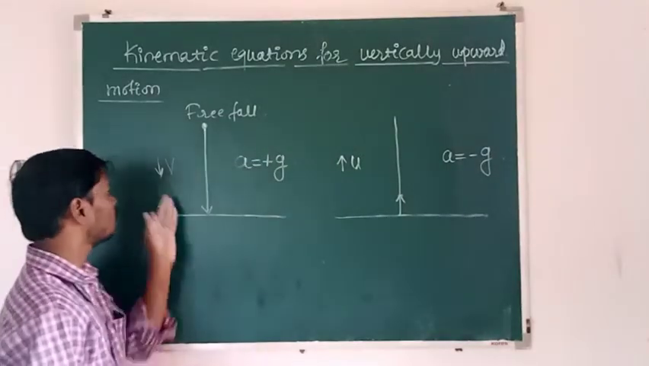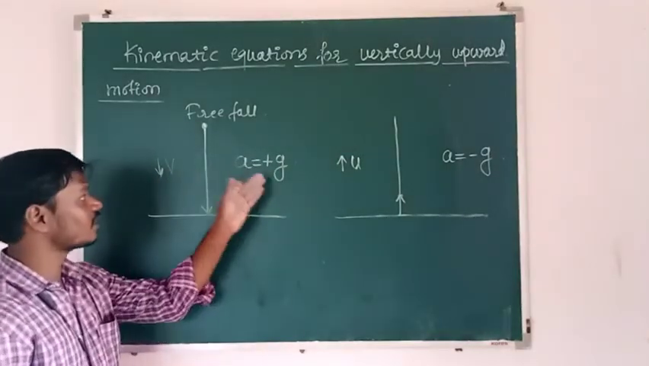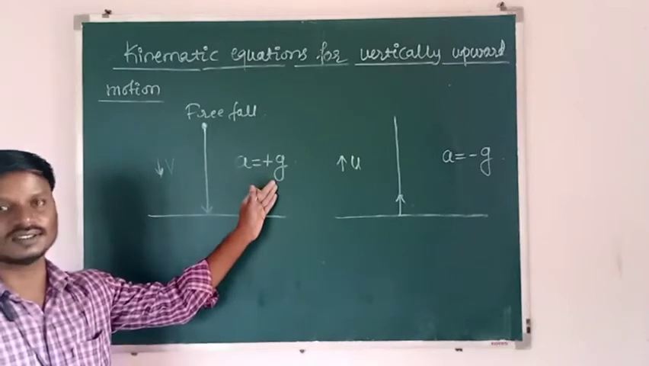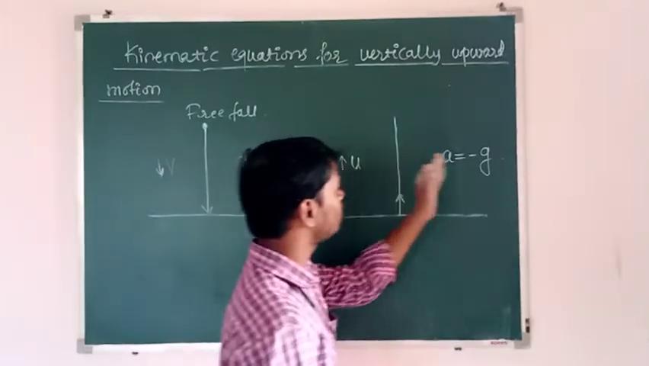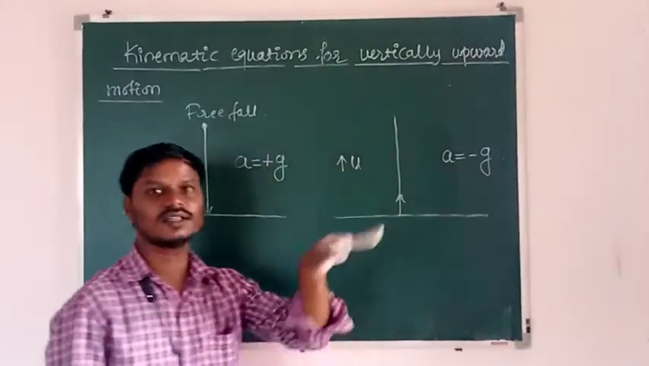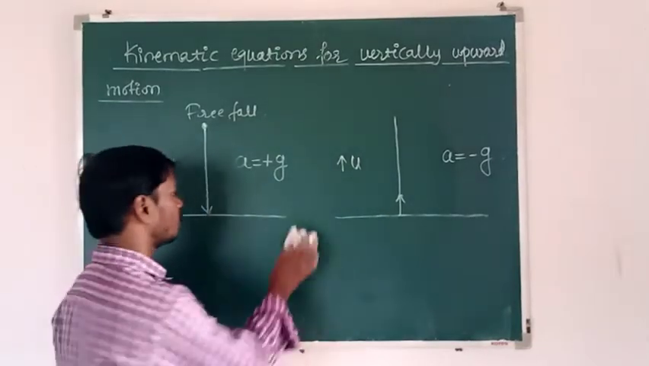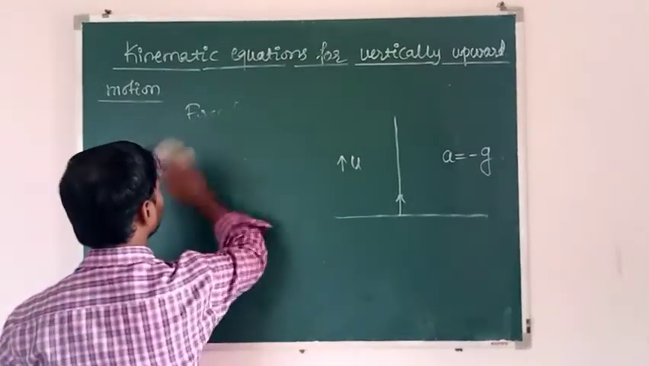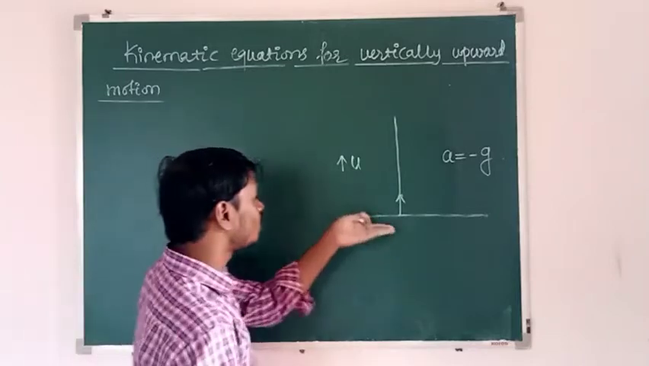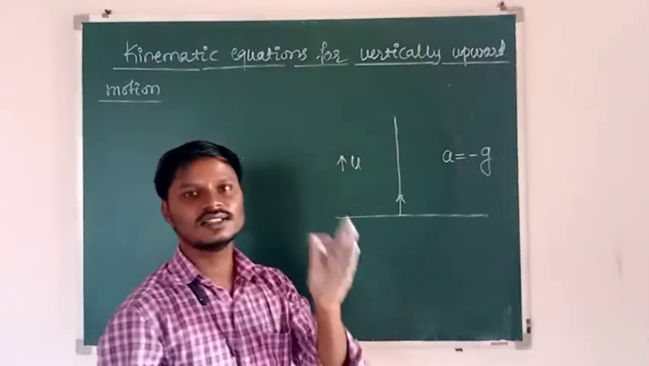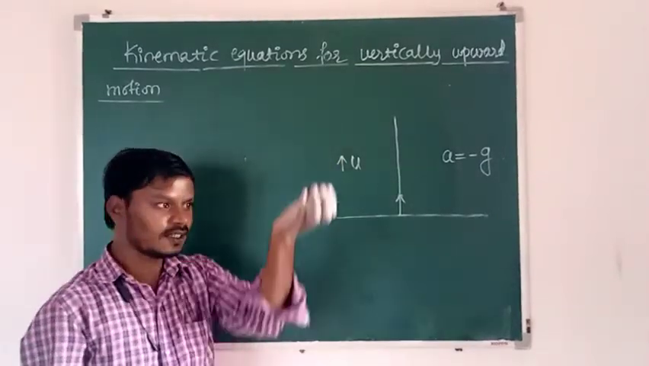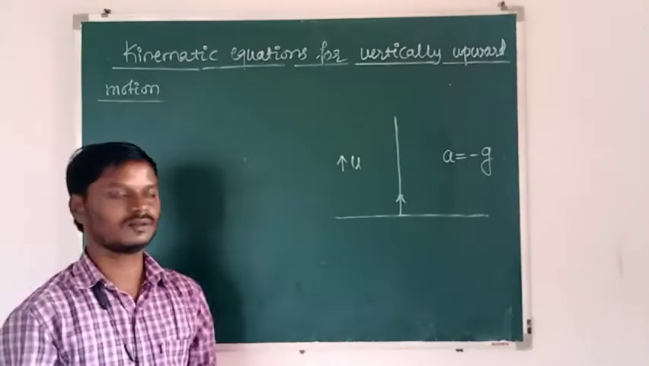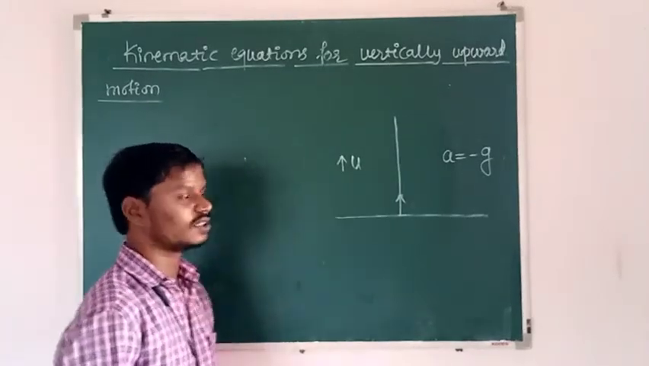Okay. So here in this case, velocity and acceleration both are in the same direction. But in this case, velocity and acceleration due to gravity are in opposite directions. Then what are the kinematic equations here? When this body reaches a certain height, its velocity becomes 0 and again it comes down to the ground. Okay. Then what are the kinematic equations?